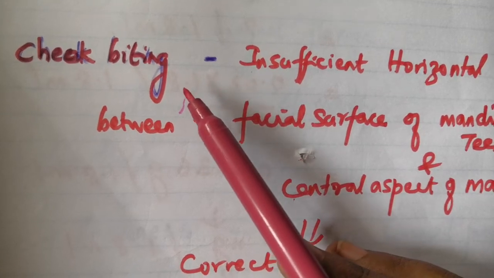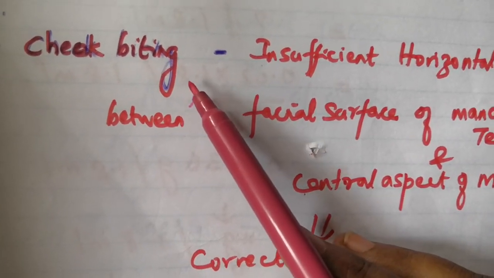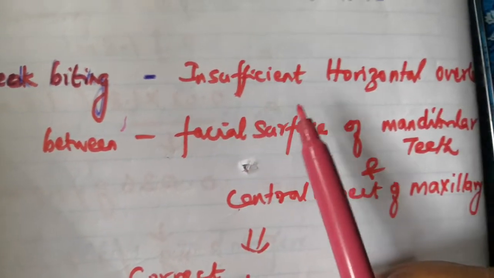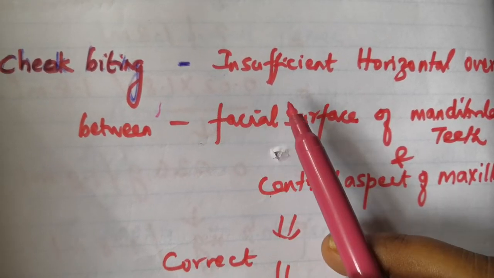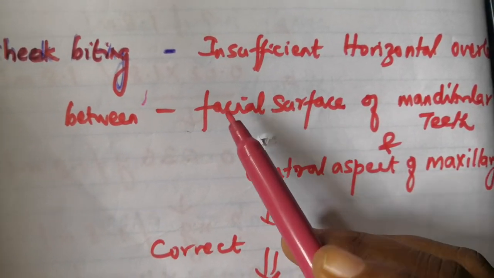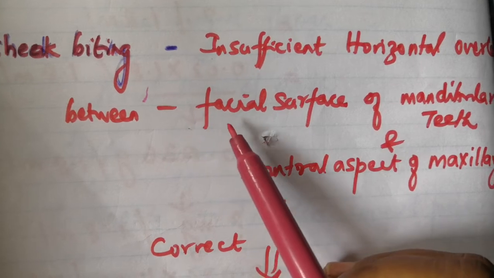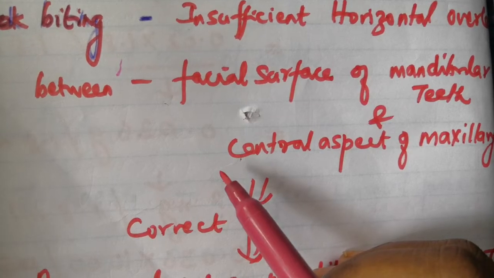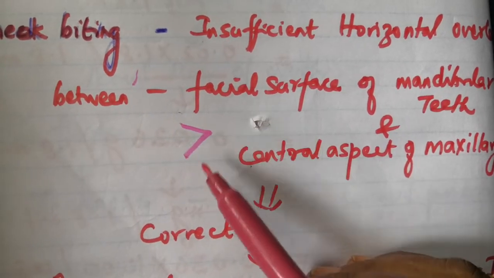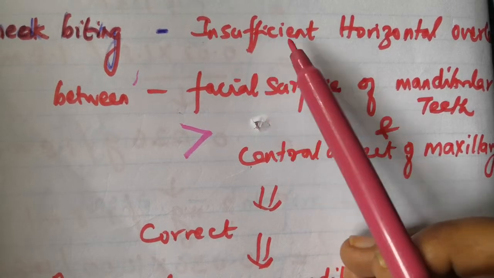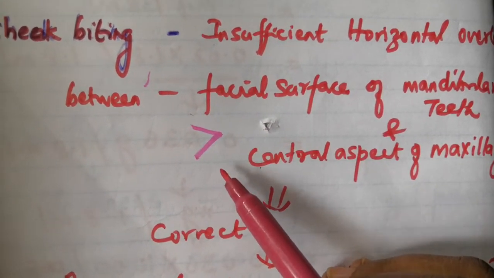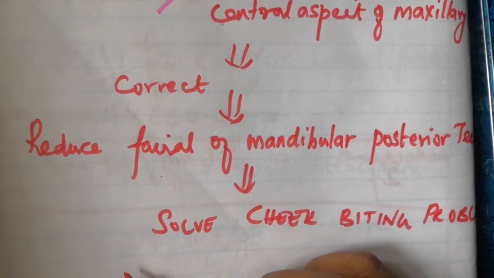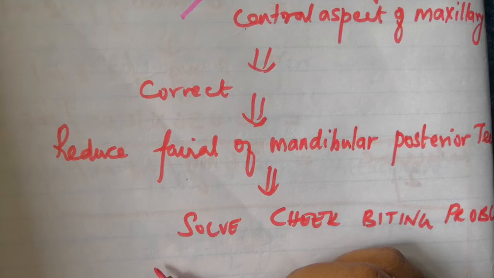because the patient may come back after insertion and tell you that they are suffering from cheek biting. This occurs mainly because of insufficient horizontal overlap between the maxillary and mandibular teeth, wherein the buccal mucosa gets trapped between the facial surface of the mandibular teeth and the palatal aspect of the maxillary teeth. To avoid this entrapment, if it occurs, correct it by reducing the facial surface of the mandibular posterior teeth to solve the problem of cheek biting.